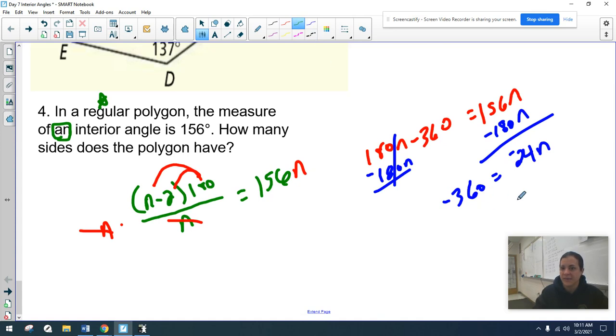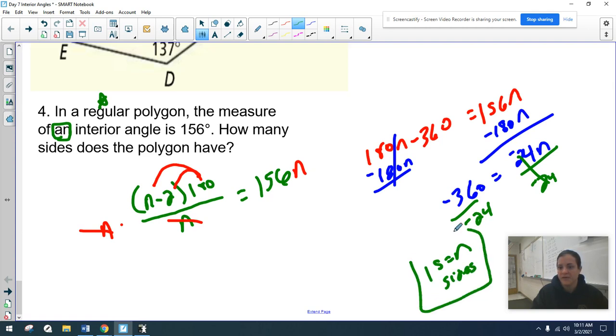Okay, and then your last step is to get n alone. You'll never get a negative number of sides, by the way. If you do, you did something wrong. Negative sides don't make any sense. So I've got 360 divided by 24, and that's going to give me 15 sides. So 15 sides for this one.